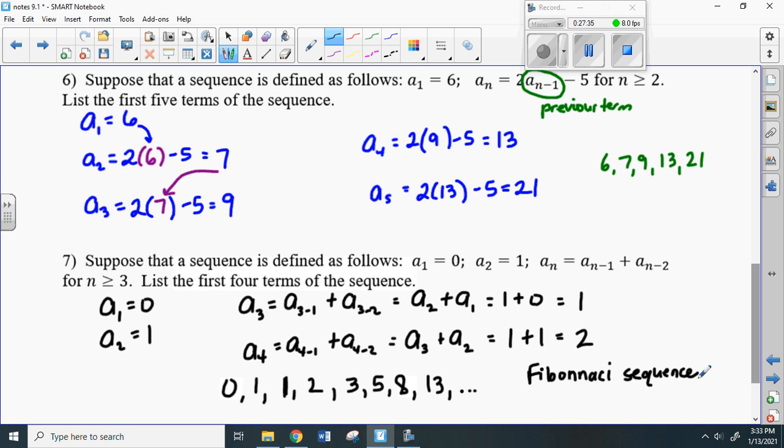It's used in different code breaking things. If you've ever seen the, shoot, what is that movie? Oh my goodness, I can't think of it. I read the book. Why won't it come to me? I don't know. I'll think of it. Maybe we'll talk about it in class.